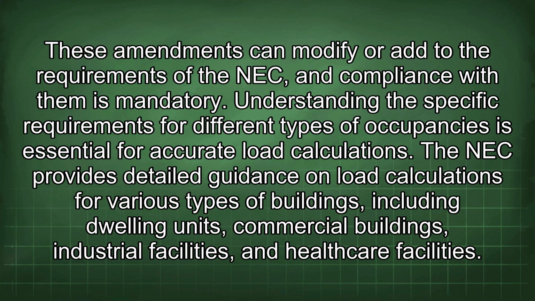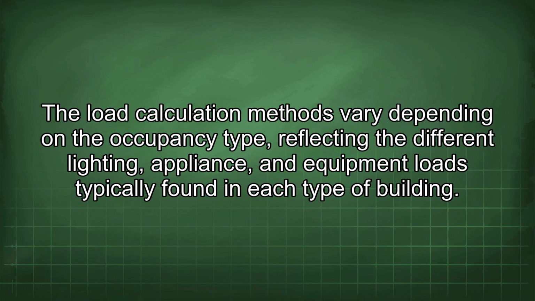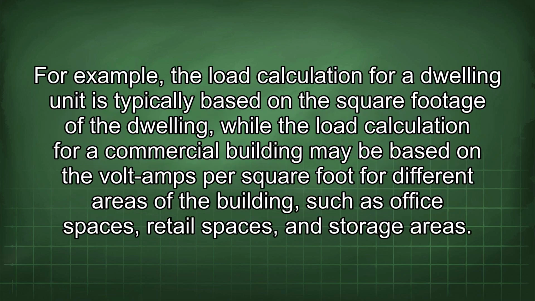The NEC provides detailed guidance on load calculations for various types of buildings, including dwelling units, commercial buildings, industrial facilities, and healthcare facilities. The load calculation methods vary depending on the occupancy type, reflecting the different lighting, appliance, and equipment loads typically found in each type of building. For example, the load calculation for a dwelling unit is typically based on the square footage of the dwelling, while the load calculation for a commercial building may be based on the volt amps per square foot for different areas of the building, such as office spaces, retail spaces, and storage areas.